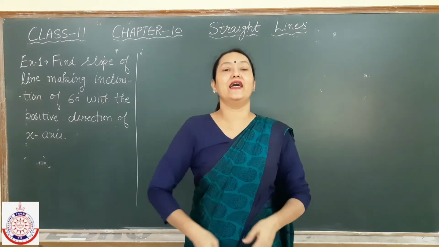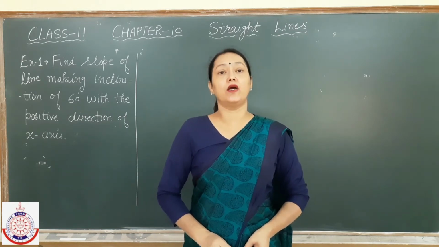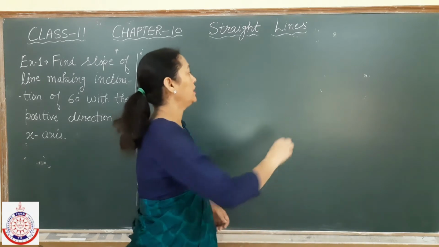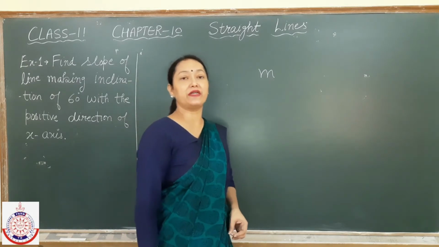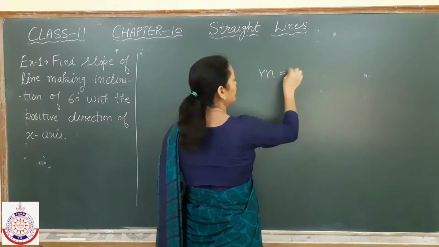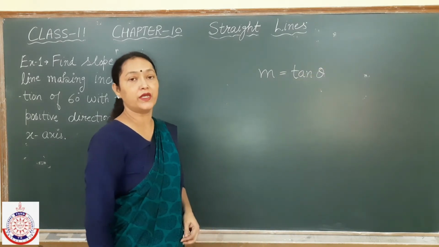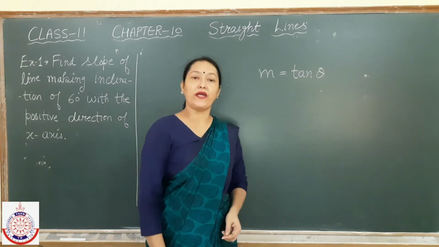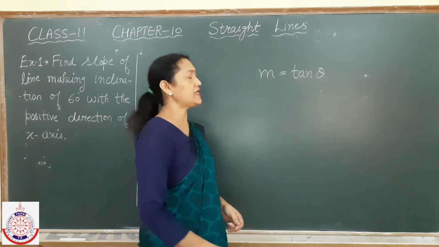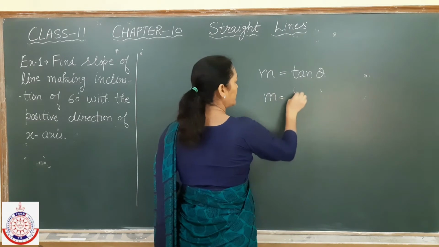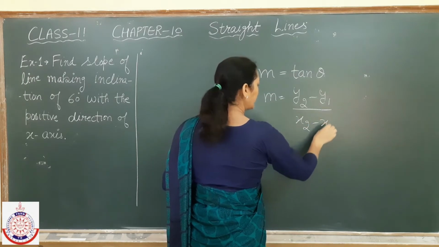Namaste students. In our last lecture, we have learned the formulas of finding slope for a line. What all we have learned? Slope is denoted by m. If angle of inclination is given with the positive x-axis, then slope can be obtained by using formula m equals to tan theta. In case points of the line are given, points having coordinates of a particular line are given, in that case we find slope using formula y2 minus y1 upon x2 minus x1.